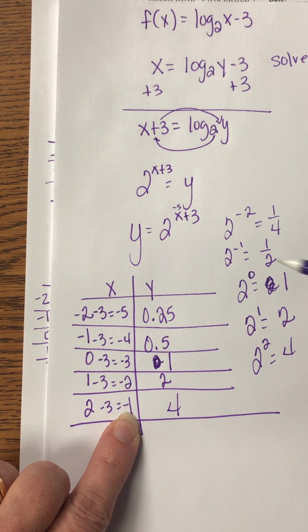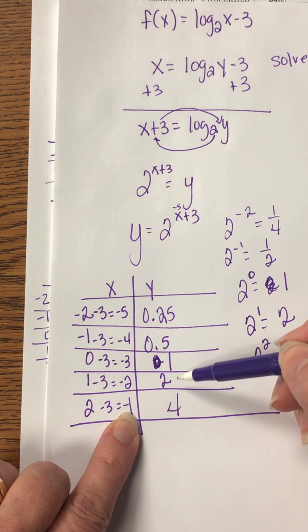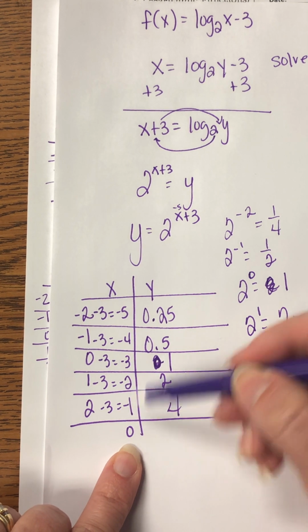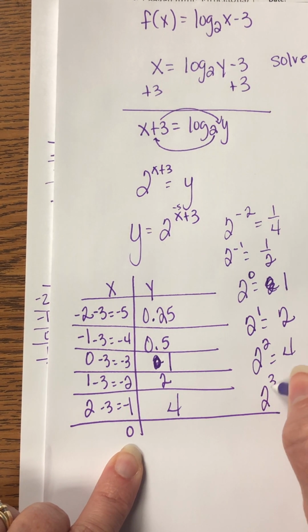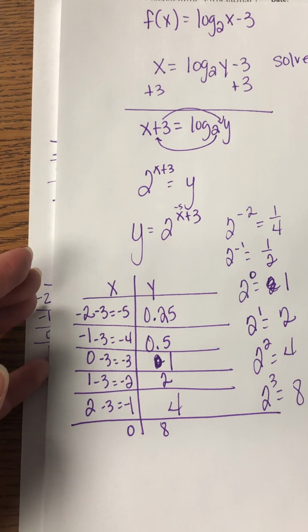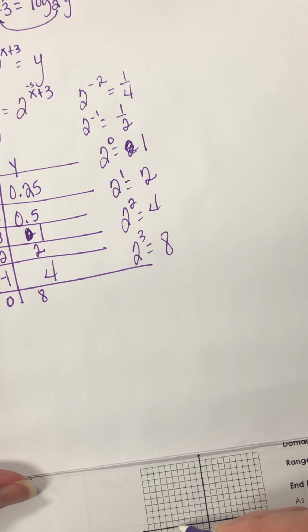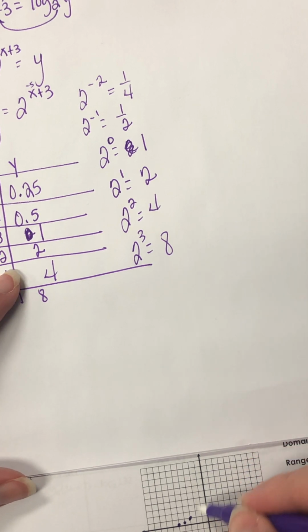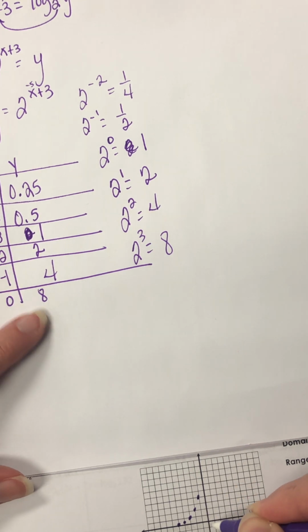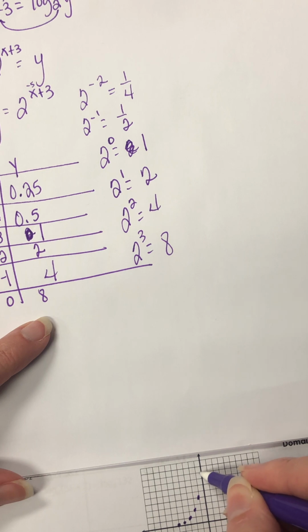Okay, so I've got 0.25, 0.5, 1, 2, and 4. Now if we plug in 0, 0 plus 3 is 3, which will give me 8. Okay, so this is going to be my exponential function, and I'm going to graph that in purple. So I'll have -5 and 0.25, -4 and a half, -3 and 1, -2 and 2, -1 and 4, 0 and 8.